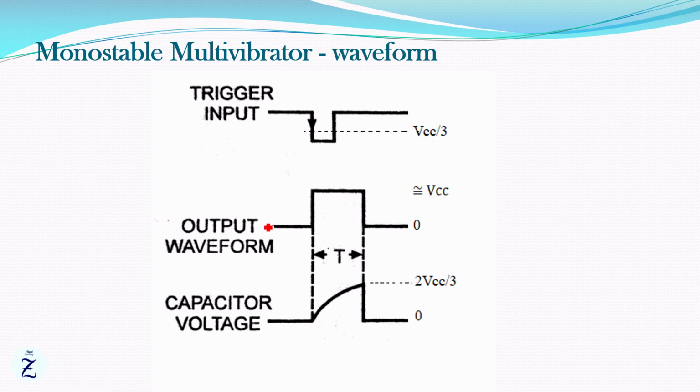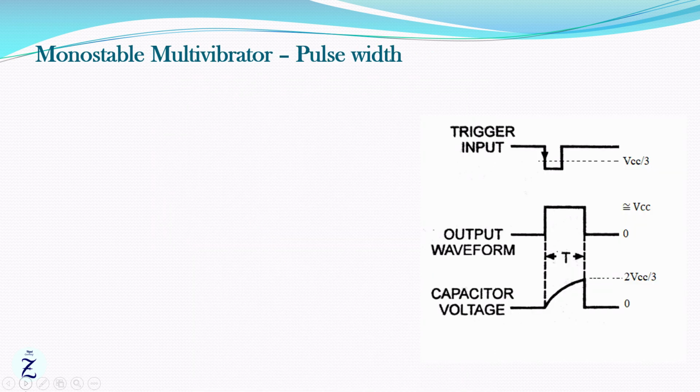Here you can see the waveforms. Suppose initially the output is in low state. When a negative trigger pulse is applied, the output becomes high and the capacitor starts charging towards VCC. When the capacitor voltage reaches 2 by 3 VCC, the output becomes low again. Let's derive the width of the pulse.